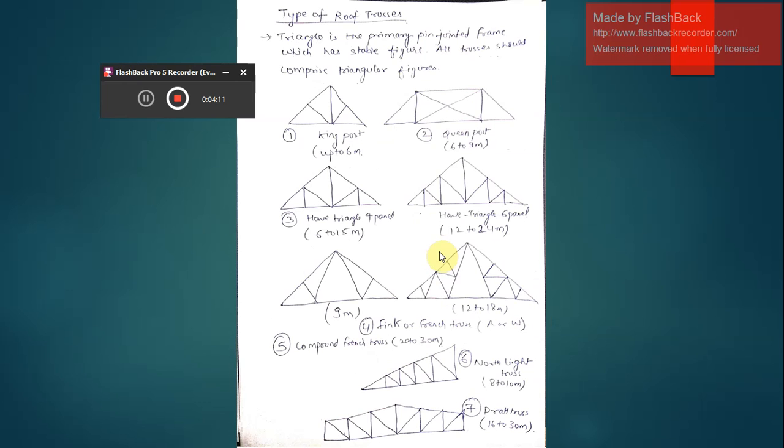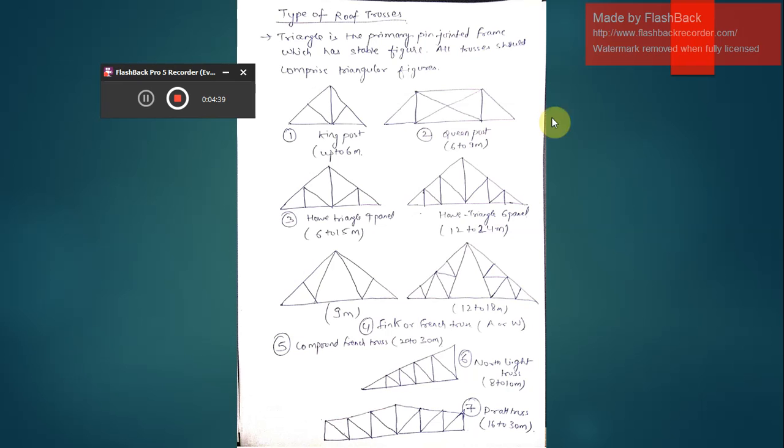Next comes the types of roof trusses. The triangle is the primary pin jointed frame which has a stable figure. All the trusses should comprise triangular figures, and here are the types of roof trusses. The first one is the king post roof truss. You all must have heard of it. The king post roof truss is the most basic truss, which we use when the span is up to 6 meter.